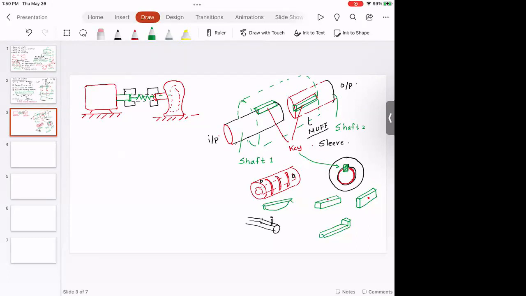But be careful, this is only applicable for small power transmission. For large power transmission, you cannot use this, and you need to have some type of a rubber or elastic element between the input and the output shaft that will absorb the shock, or that will actually take care of the misalignment. Everyone understood this? Online students, any questions?